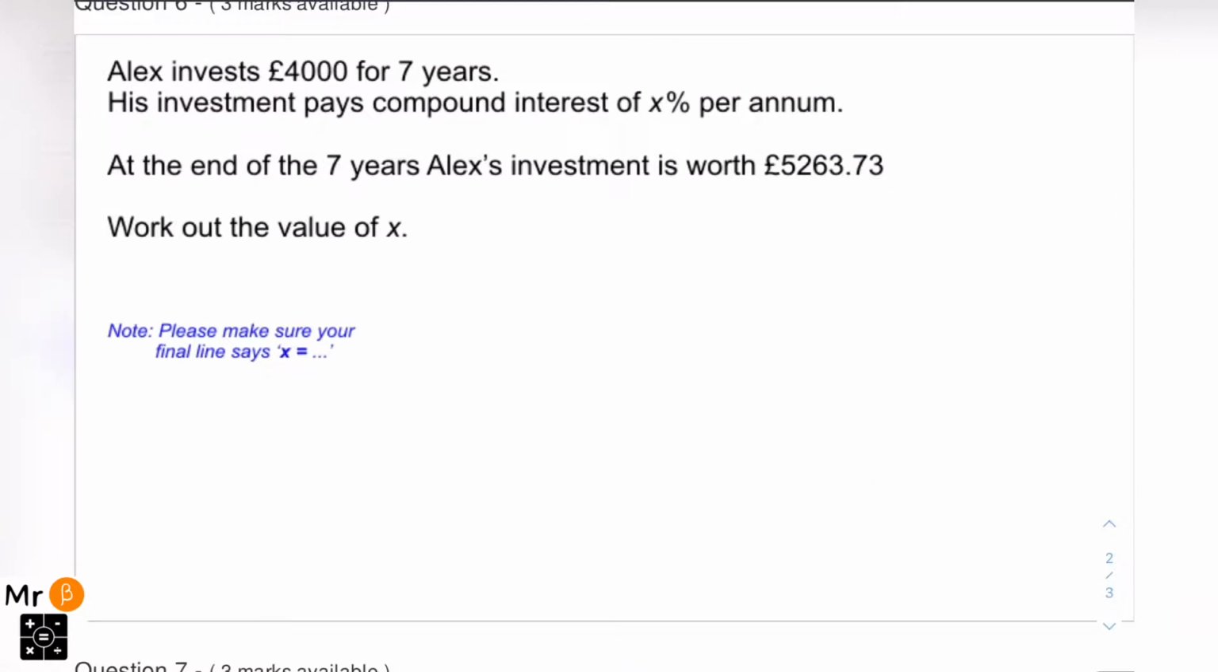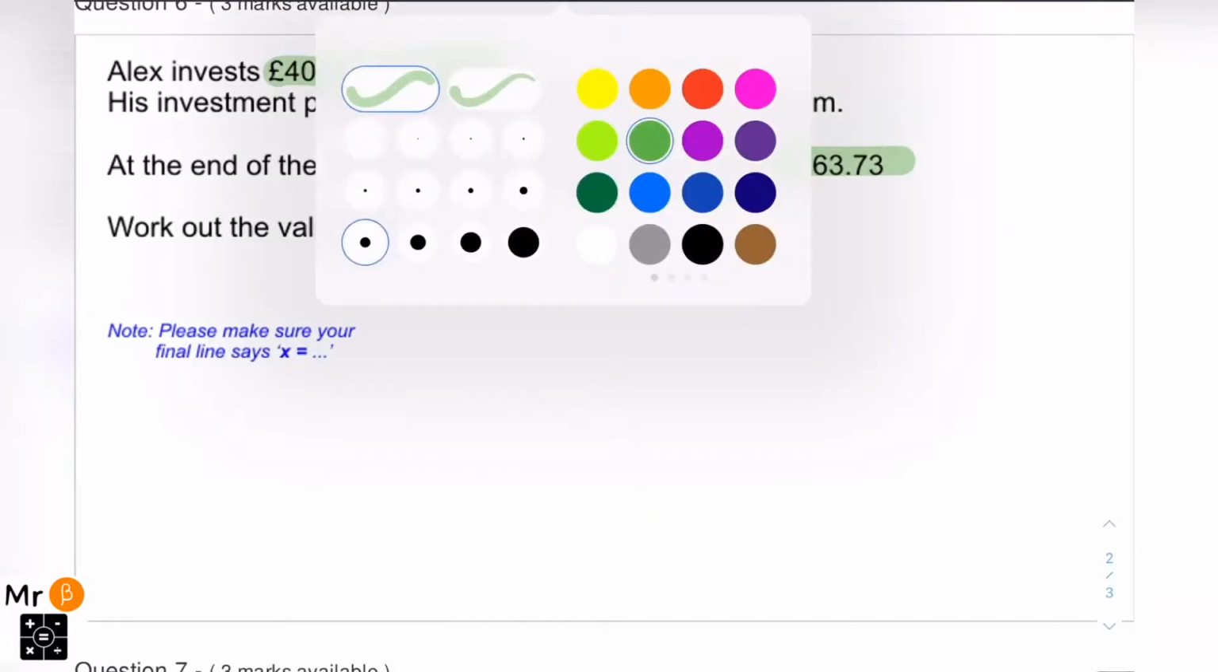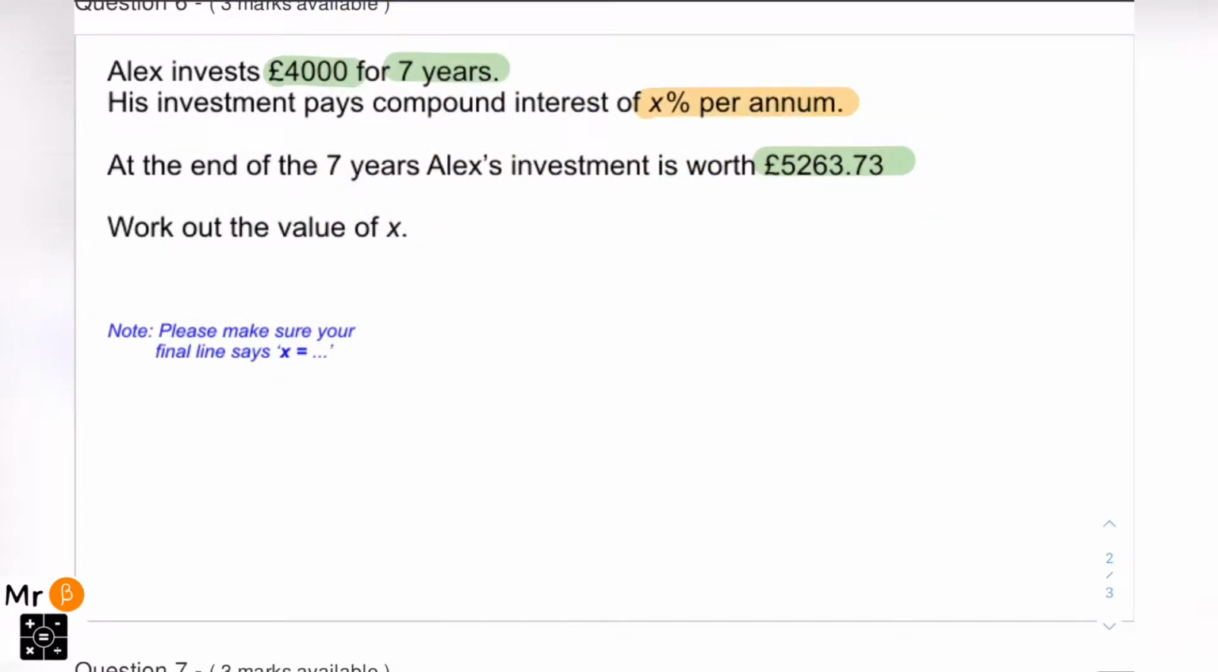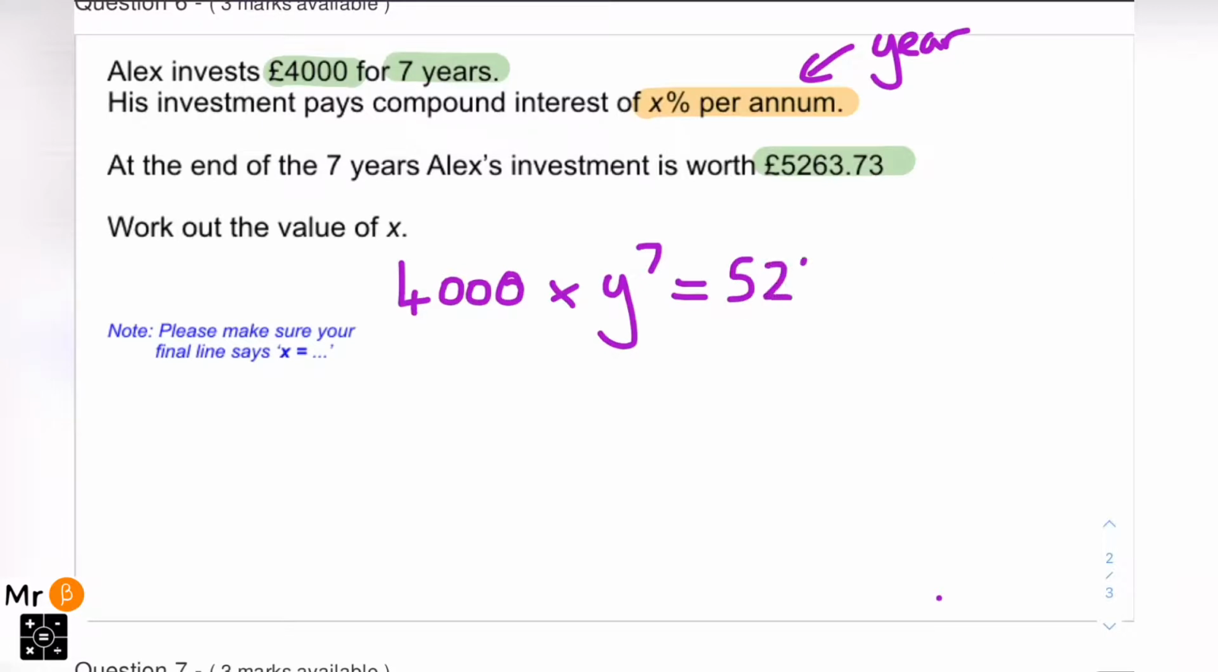So question 6. This time it's now giving you your starting amount and your amount of years. However, we don't know what our percentage is. Again, annum just means per year. So here, let's write down what we know. So we've got our starting amount is £4,000. We don't know what our percentage is. So I'm going to call this Y for the time being. But we know it's raised to the power of 7, and we know that that is equal to £5,263.73. So now we've got an equation with one unknown which we need to solve.